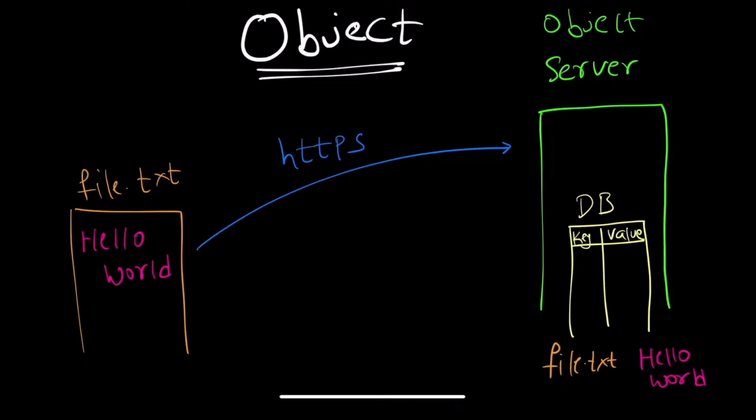The object storage server stores your file. Now it does not matter, I'm using the extension .txt. As I said, it does not matter whether it is txt, jpg, mp4, pdf, anything that you are trying to send here will be stored as key value pair, right?